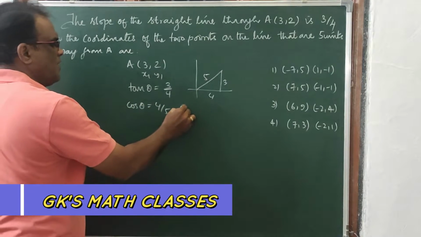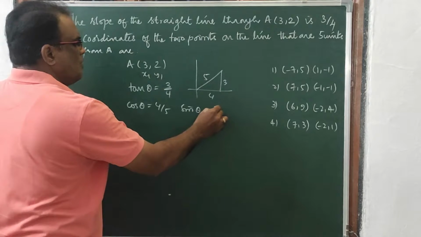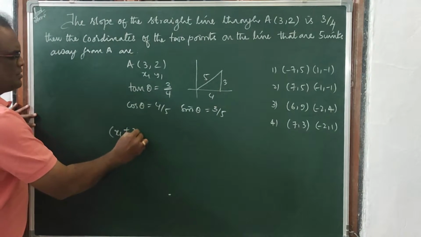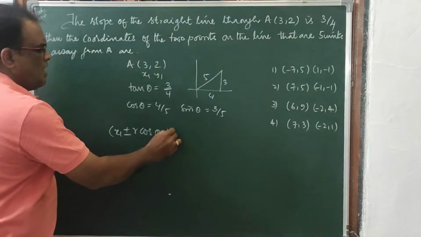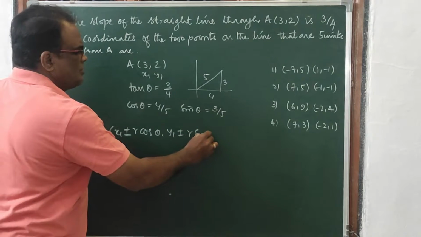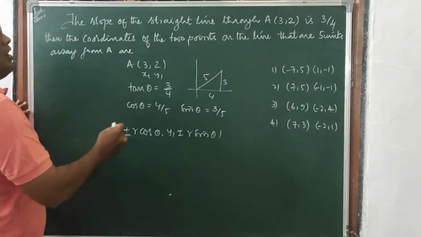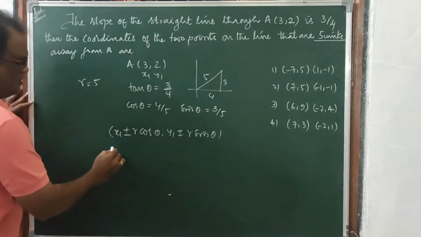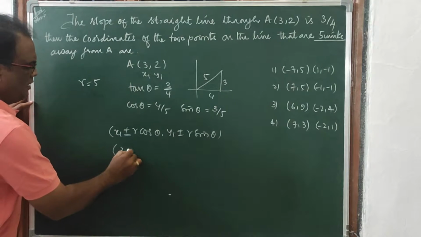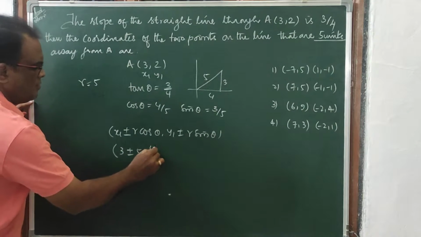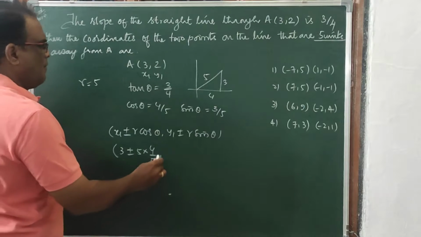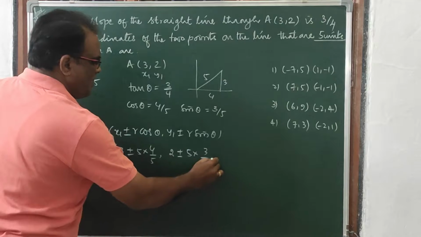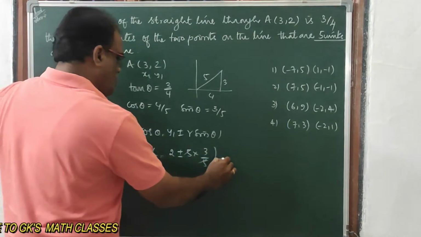Cos theta is equal to 4 by 5. Sin theta is equal to 3 by 5. The shortcut is x1 plus or minus r cos theta and y1 plus or minus r sin theta. So the units 5 units, so r is equal to 5. So x1 3 plus or minus 5 into 4 by 5, 2 plus or minus 5 into 3 by 5.